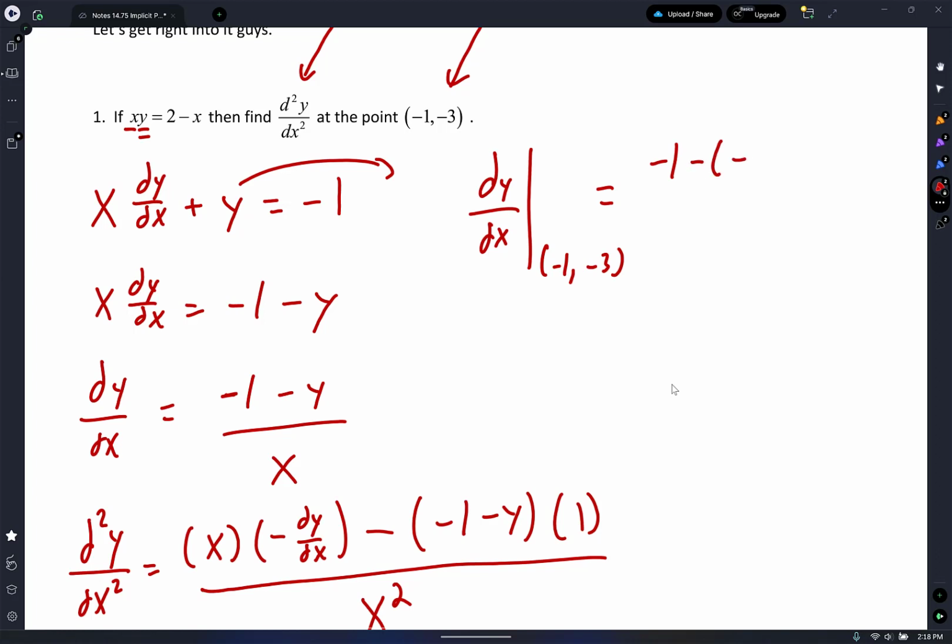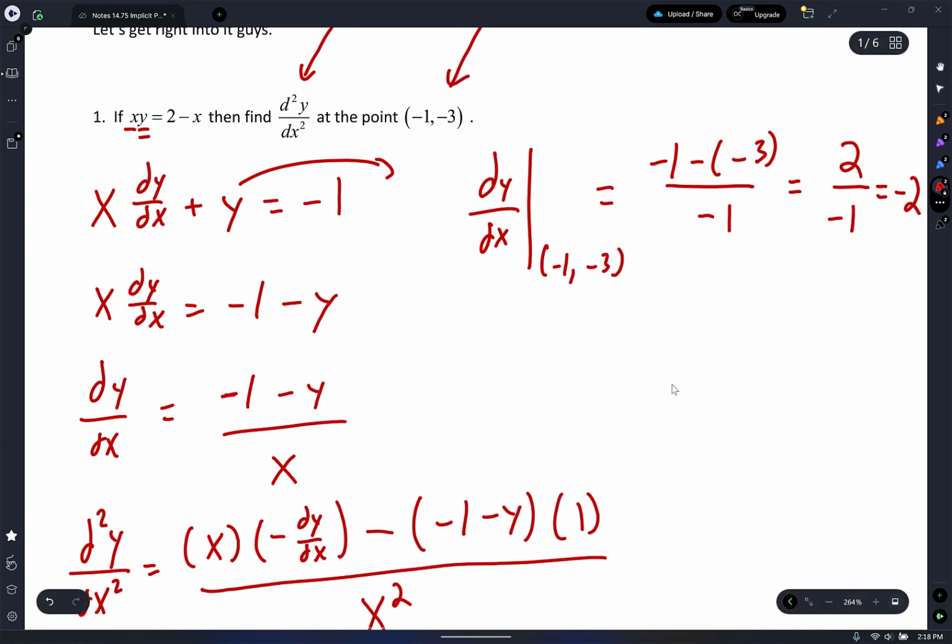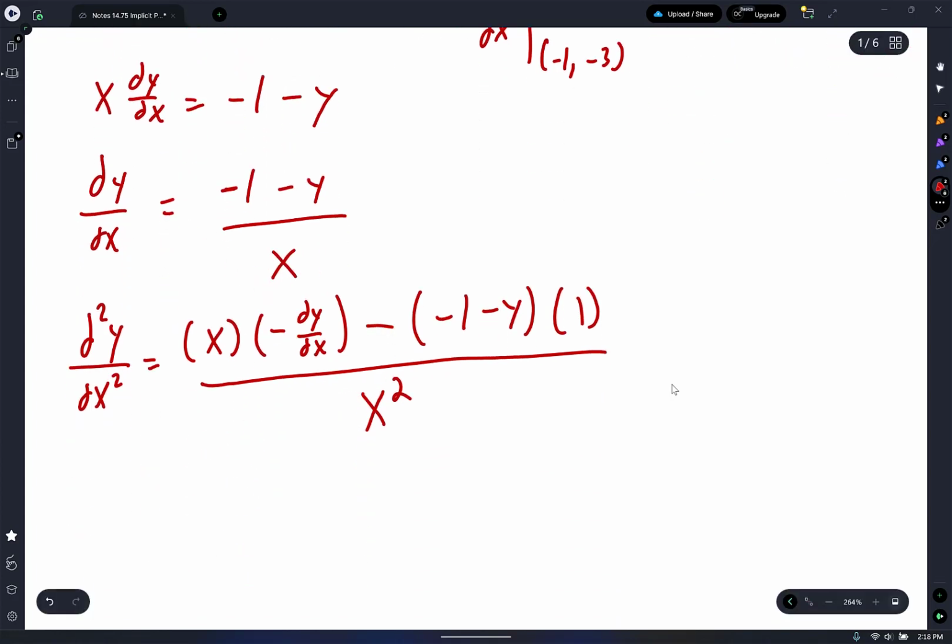-1 minus a -3 over -1. Minus a negative turns to a positive. So -1 minus a -3 is 2. Divided by -1, so that is -2, perfect. So that's my dy dx. Anywhere I see a dy dx, I'm going to put in -2. Cool or not cool?